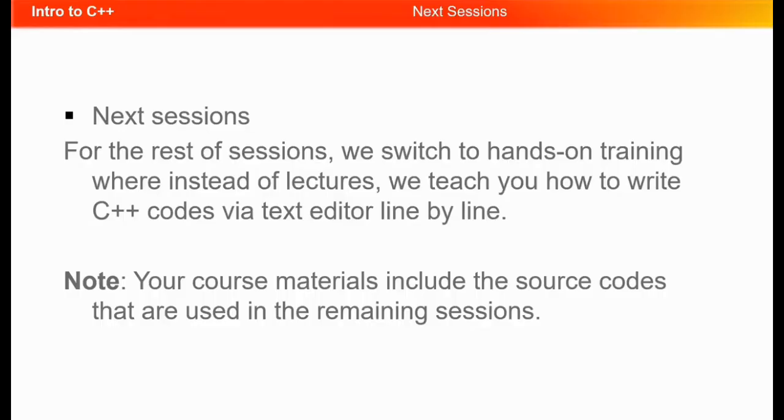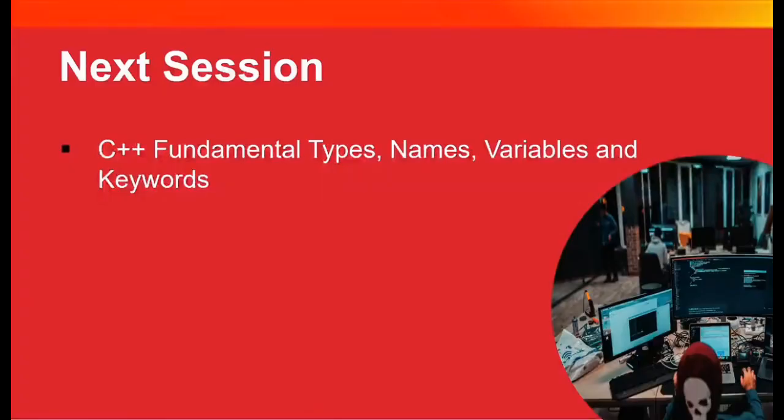For the next sessions, we will switch to more of a hands-on approach, more practical examples and such. So we will teach you how to write C++ code, and you'll be able to run this code in the development environment, the one that you've downloaded, and all of the material, including the source code, will be available on the platform. So make sure to check that out. Next session will be focused on the C++ fundamental types. Those are data types, names, variables, and keywords, all fundamental.